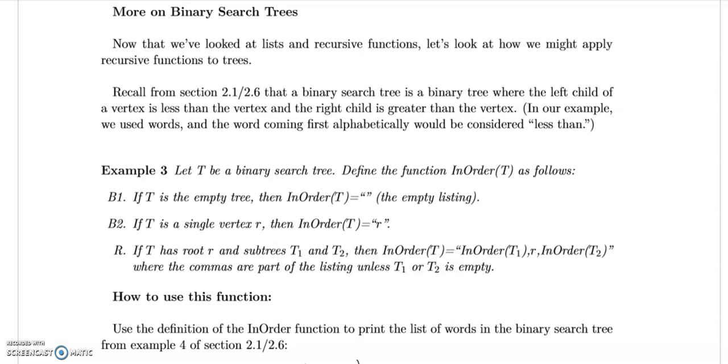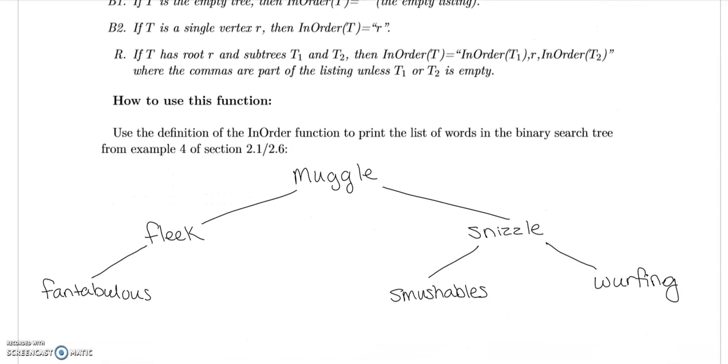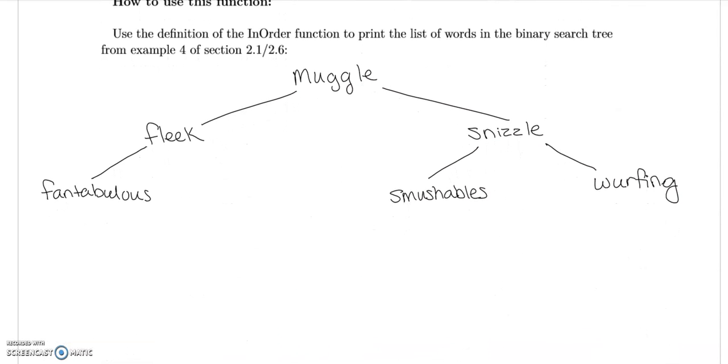So here's how we're going to use this function. We're not going to prove that this one works; we're going to take it for granted here, but let's see how it would work. Use the definition of the inorder function to print the list of words in the binary search tree from example 4 of section 2.1.2.6. I've written it out here. Your notes don't have it written down yet, so if you need to take a second, go ahead and pause the video and write that down really quick.